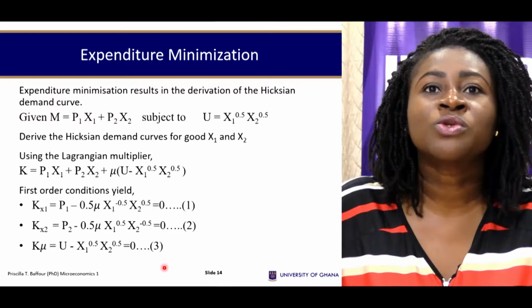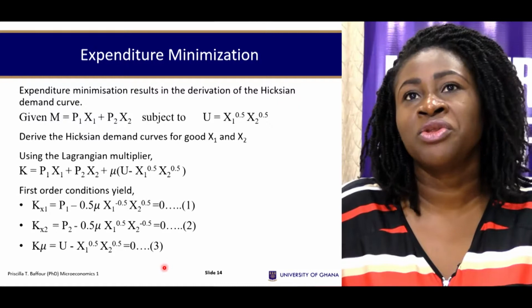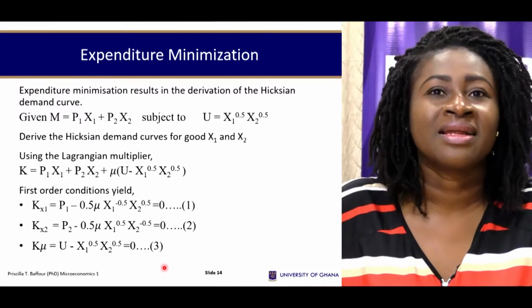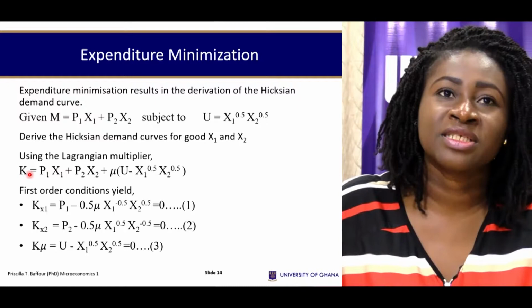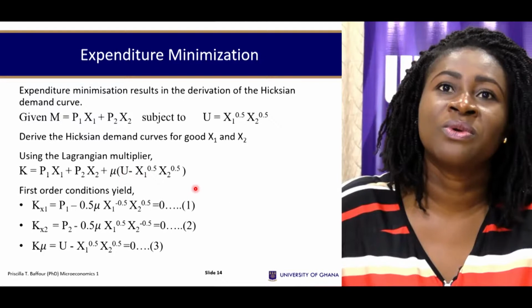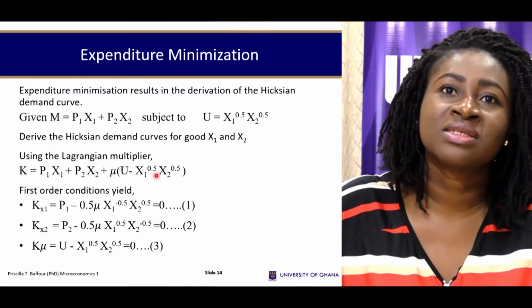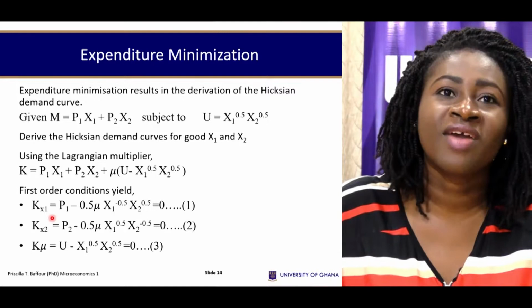We can also similarly minimize expenditure subject to a given utility, right? So we are doing two things, but the results should not be different. So here, we minimize the expenditure, which is P1X1 plus P2X2, subject to this constraint, which is a utility. So we subtract all this from the given utility, which is the constraint we have. And when we take the first order derivatives, we get these sets of equations.